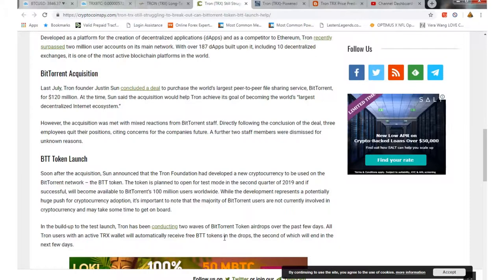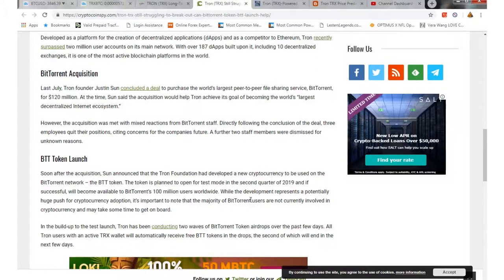The token planned to open up a test mode in the second quarter of 2019, and if successful, will become available to BitTorrent's 100 million users worldwide. While the development represents a potentially huge push for cryptocurrency adoption, it's important to note that the majority of BitTorrent users are not currently involved in cryptocurrency, and it may take some time for them to get on board, which does make sense. A lot of the users of BitTorrent probably weren't, maybe like 1% of them were involved in crypto. So trying to get everybody used to what's going on and how to get into it, maybe that's what's taking so long, I guess.